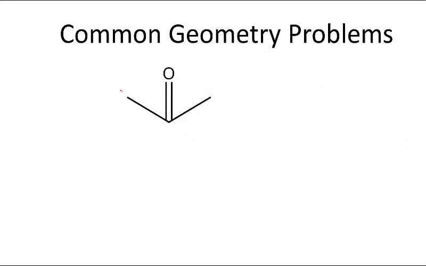Another one happens with carbonyls a lot. What's the problem with that picture? It's bent the wrong way, right? This should be trigonal planar. Right now, it looks kind of like a boat anchor. So no boat anchors. Instead, you can draw it like this, or you could draw it like this. But you want your three bonds, your three domains there to be spread out.